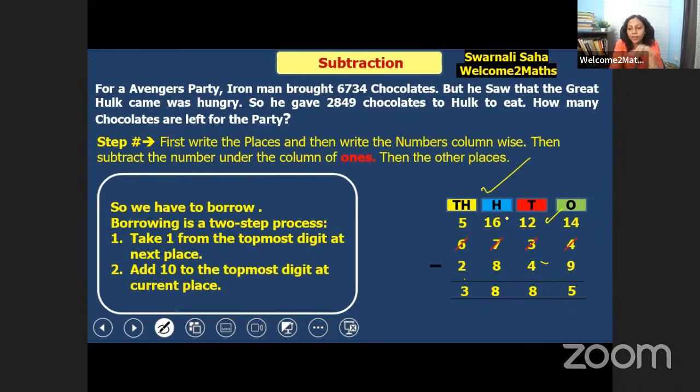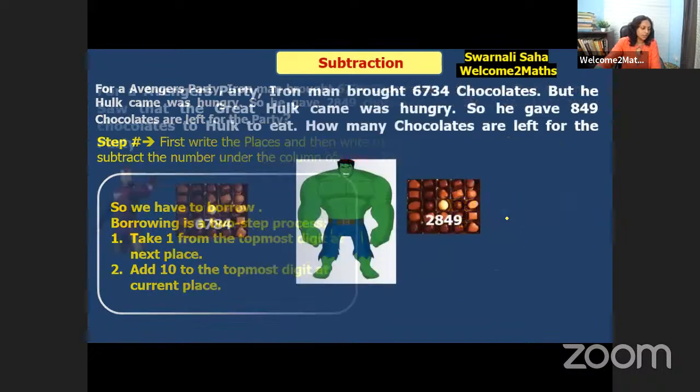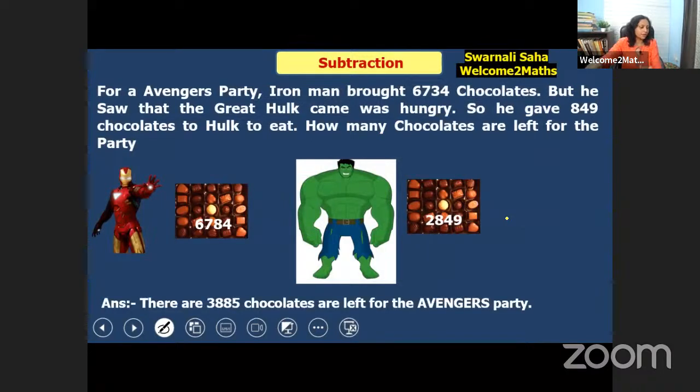Many answers I got, many answers are 4885, but it's 3885. Okay, understood? 3885. Very good. It's 3885. Yes, so this is the answer. So that means 3885 chocolates are left for the Avengers party. Okay.